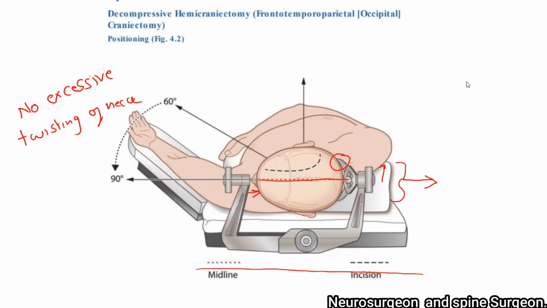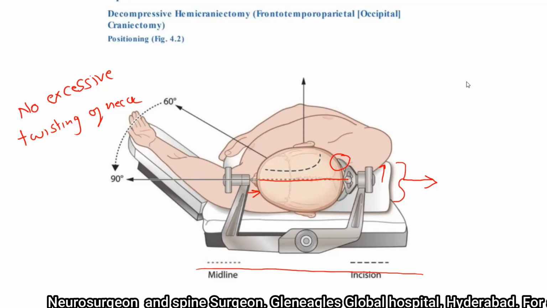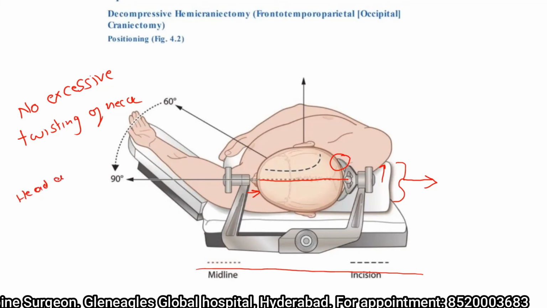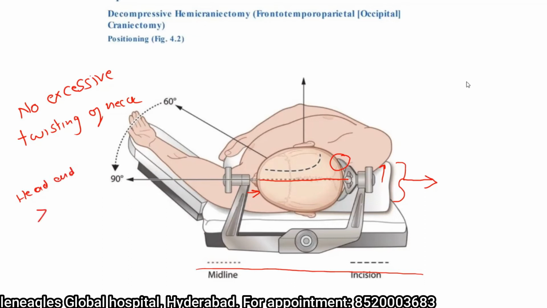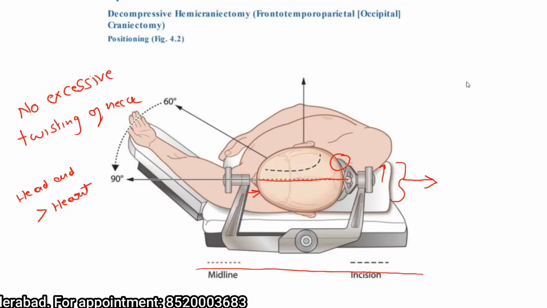So let's go to the next one. I'm pretty sure that you are very clear with the positioning. And one more point, make sure the head end is above the heart level. Head end should be greater than the heart level. This is to prevent excessive bleeding during surgery.